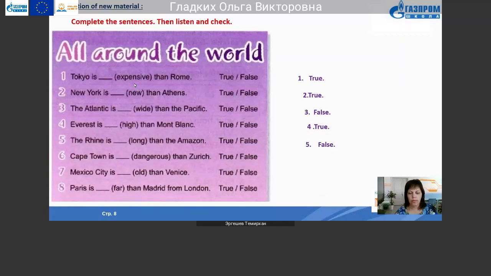6. Cape Town is more dangerous than Zurich. True. 7. Mexico City is older than Venice. False. 8. Paris is further than Madrid from London.